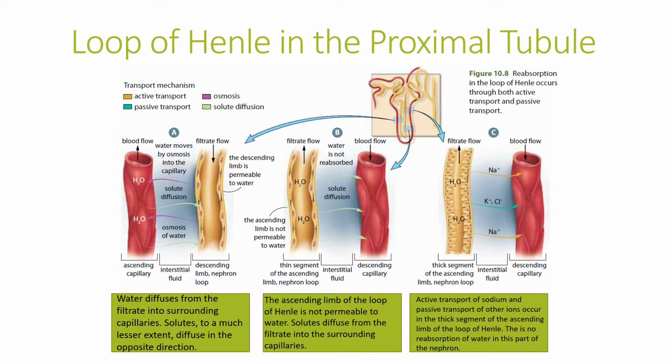So to recap what I said in the last slide, in the first part of the picture, water diffuses from the filtrate into surrounding capillaries. However, solutes diffuse in the opposite direction. In the second picture, the ascending limb of the loop of Henle is not permeable to water. Solutes diffuse from the filtrate into the surrounding capillaries. And finally, in the last part of the picture, active transport of sodium and passive transport of other ions occur in the thick segment of the ascending limb of the loop of Henle. There is no reabsorption of water in this part of the nephron.